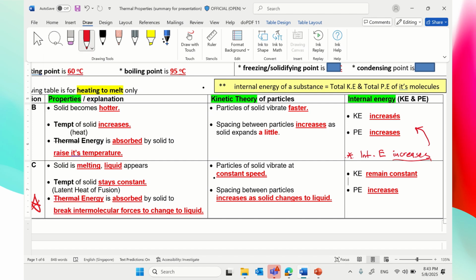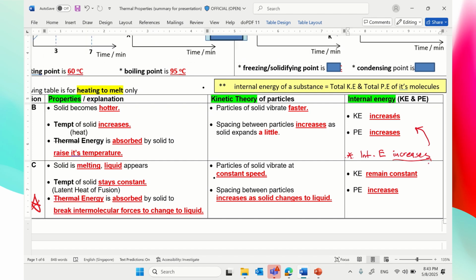So I would say that the internal energy has also increased because the potential energy from B to C during this melting process increased. Therefore, it contributes to the internal energy increase, although kinetic energy remains constant.